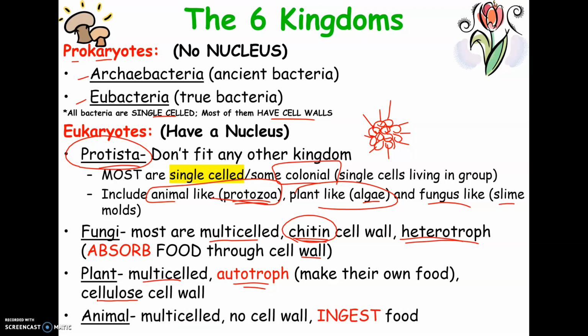And then animals are multicelled, and actually animals are a bit unique because we're the only kingdom where none of our cells have cell walls. Plants have cell walls. Fungi have cell walls. Some protists and most bacteria. So the only kingdom where nobody has a cell wall is animals. And we ingest our food.